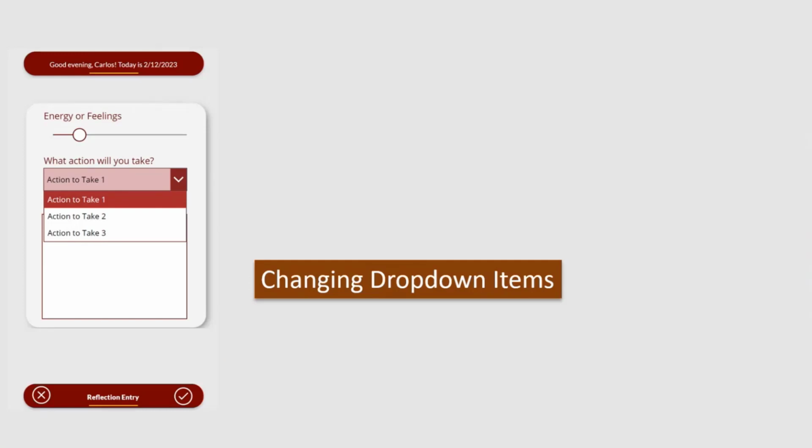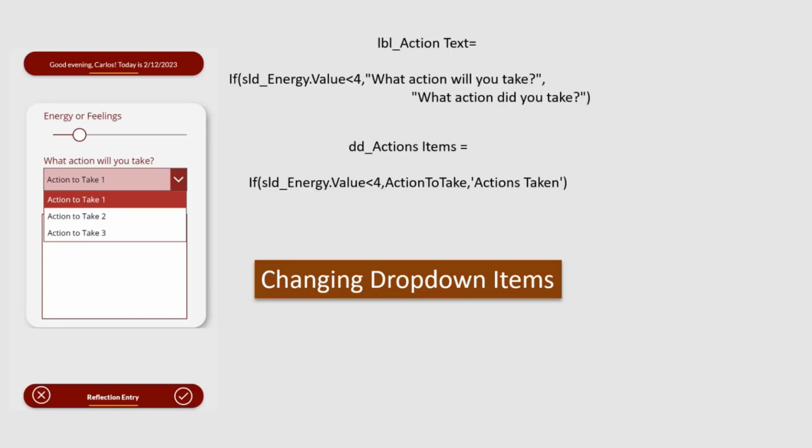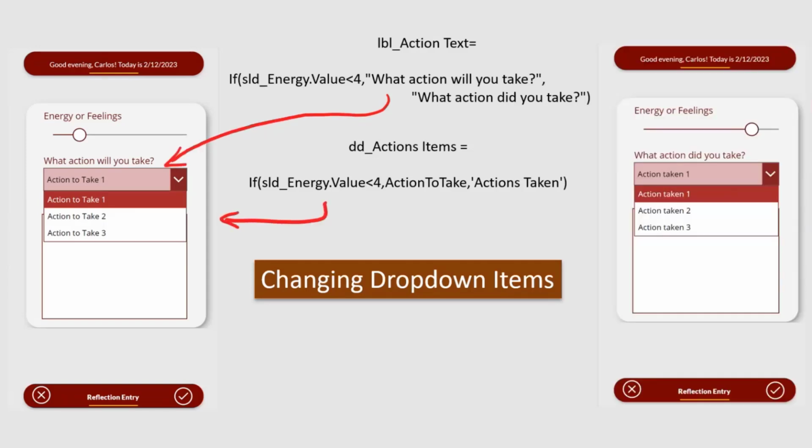For the drop-down items, and the one that we either prompt you to do a reflection or reflect on the things you have done, if your energy levels are below 3, the drop-down items come from one list, but if your energy level is above 4, then your drop-down items get changed to another list that helps you recap the actions you might have taken that would lead you to that.